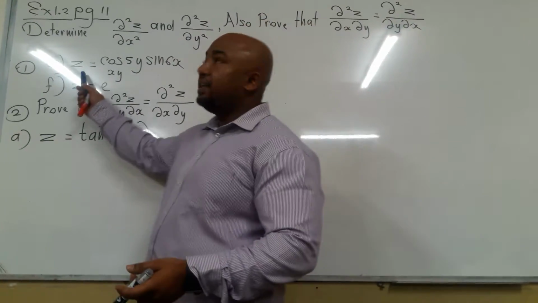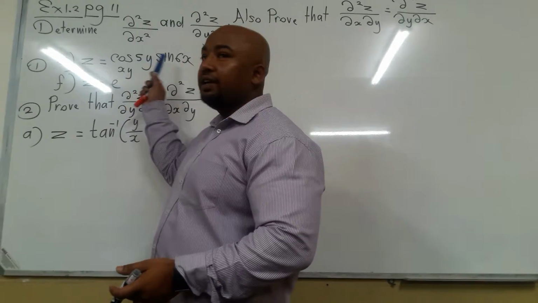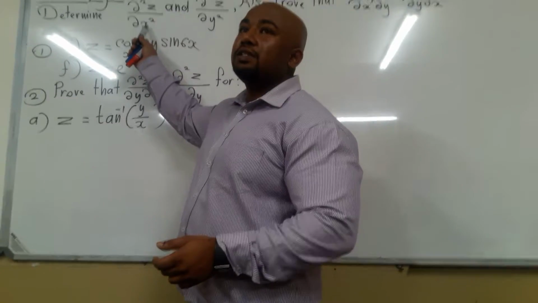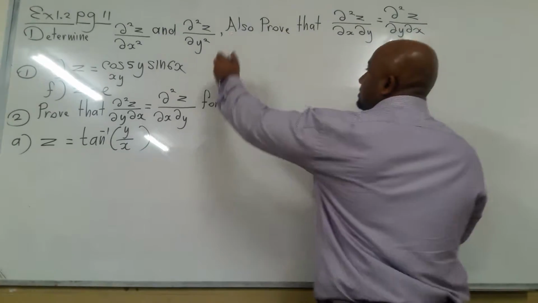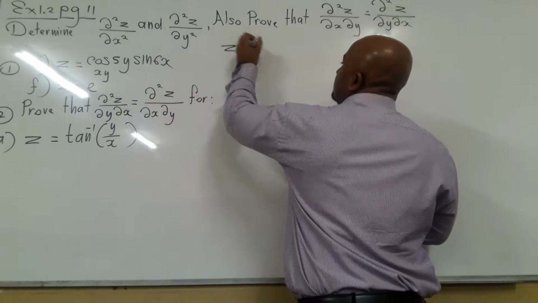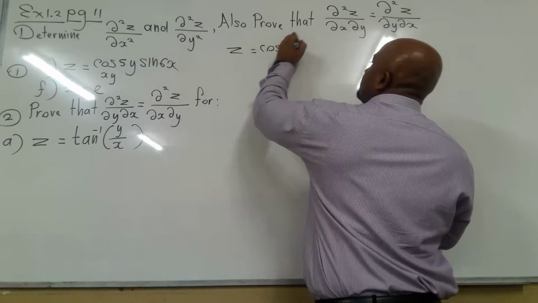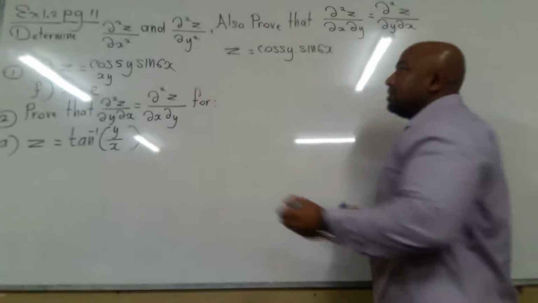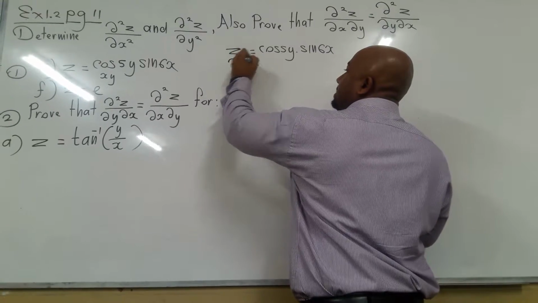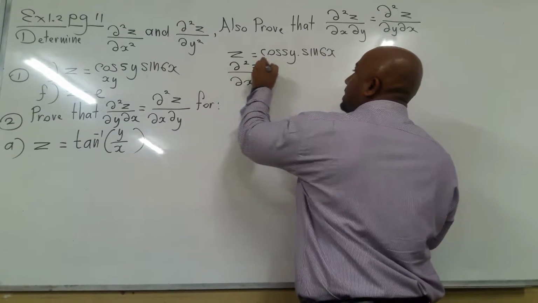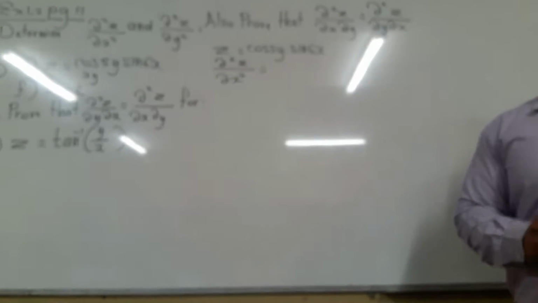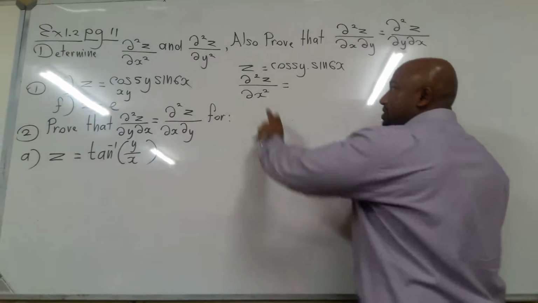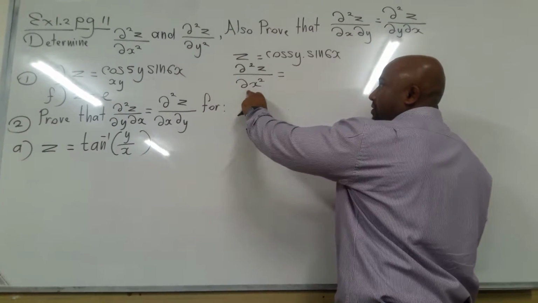So here we got z is equal to cos of 5y times sine 6x. Let's start with finding d squared z over dx squared. Right, so we got d squared z over dx squared. So you need to understand how to write this out properly. Okay, so d squared z over dx squared, what does it mean?